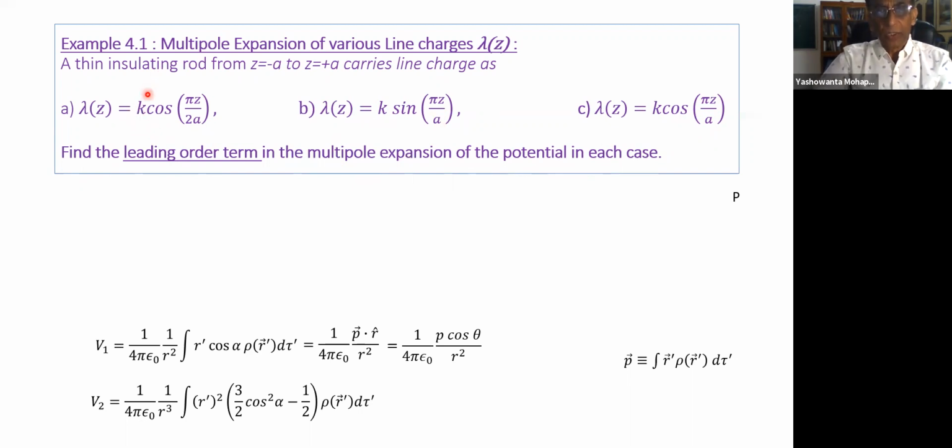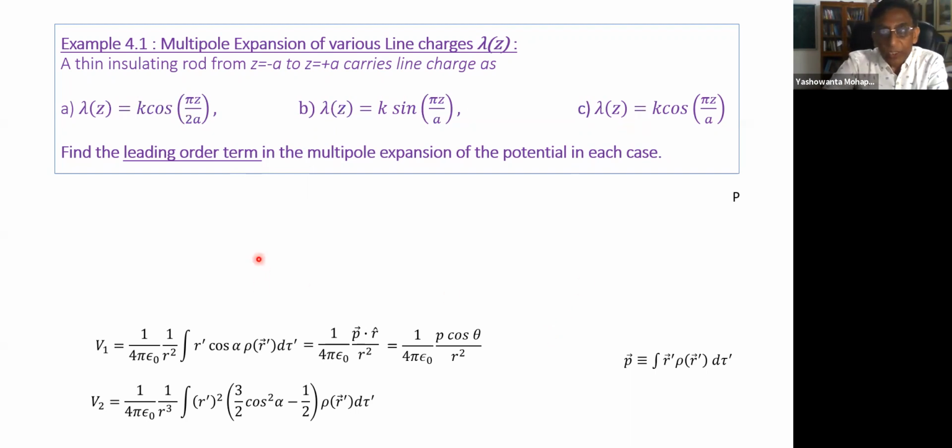This is an insulating rod in which you have actually stuck these charges. Actually, this is trying to simulate what happens to a metal when a signal comes, and the charge distribution along the line. But since we are doing electrostatics, we say take a rod and simply stick these one-dimensional charges onto this rod.